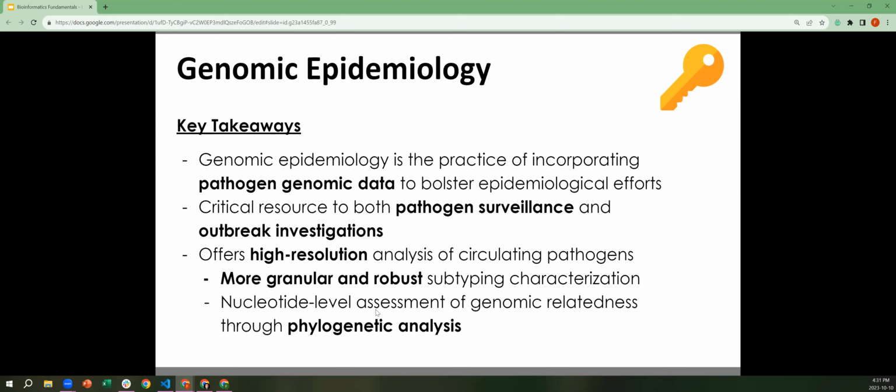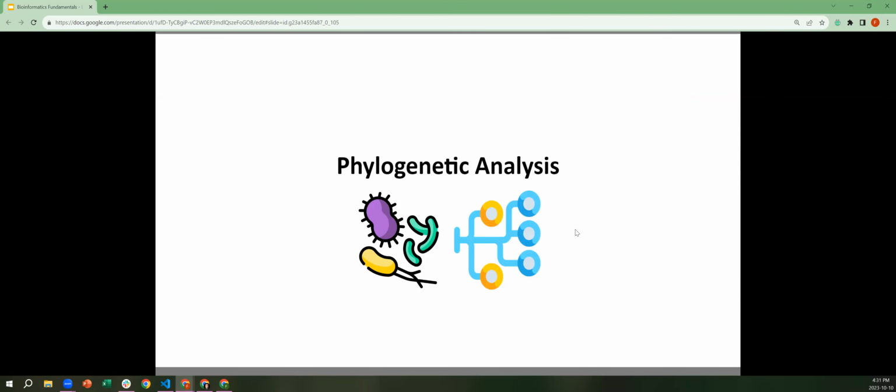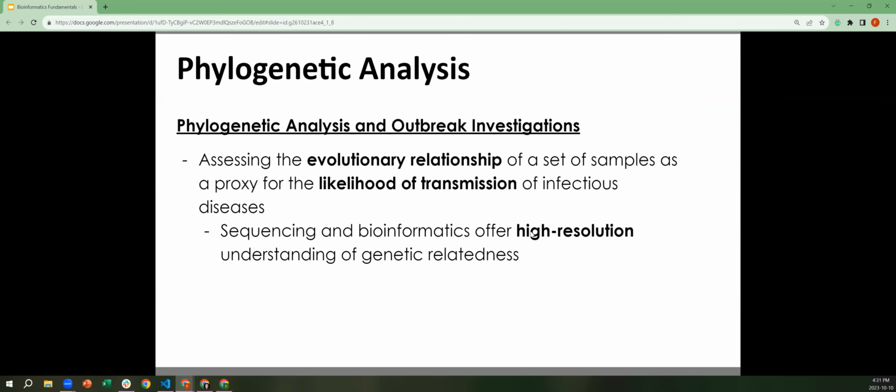By using nucleotide level assessment of genomic relatedness, we can use that genomic relatedness as a proxy for transmission events, and that is the process of phylogenetic analysis. So let's learn some more about phylogenetic analysis. Here we are assessing the evolutionary relationship between a set of samples. So we're all familiar with the concept of a family tree. A phylogenetic tree is a family tree based on the unique genomic signatures of each sample involved.